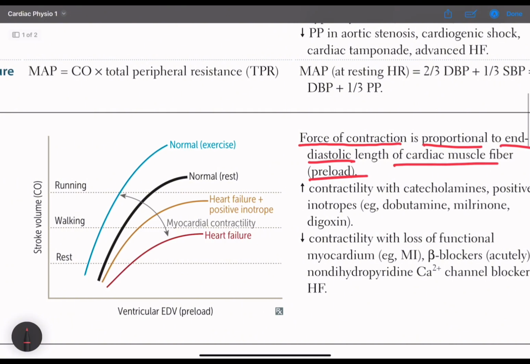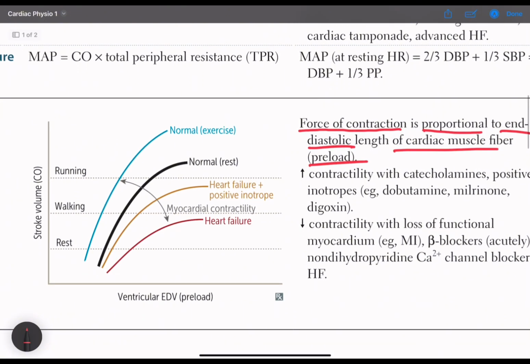And this is the Frank-Starling curve. On the y-axis we have stroke volume, while on the x-axis we have ventricular end diastolic volume or preload. The Frank-Starling curve shows the relationship between stroke volume and preload. If you look at the black curve, this is the normal heart behavior, the relationship between stroke volume and preload at resting condition.